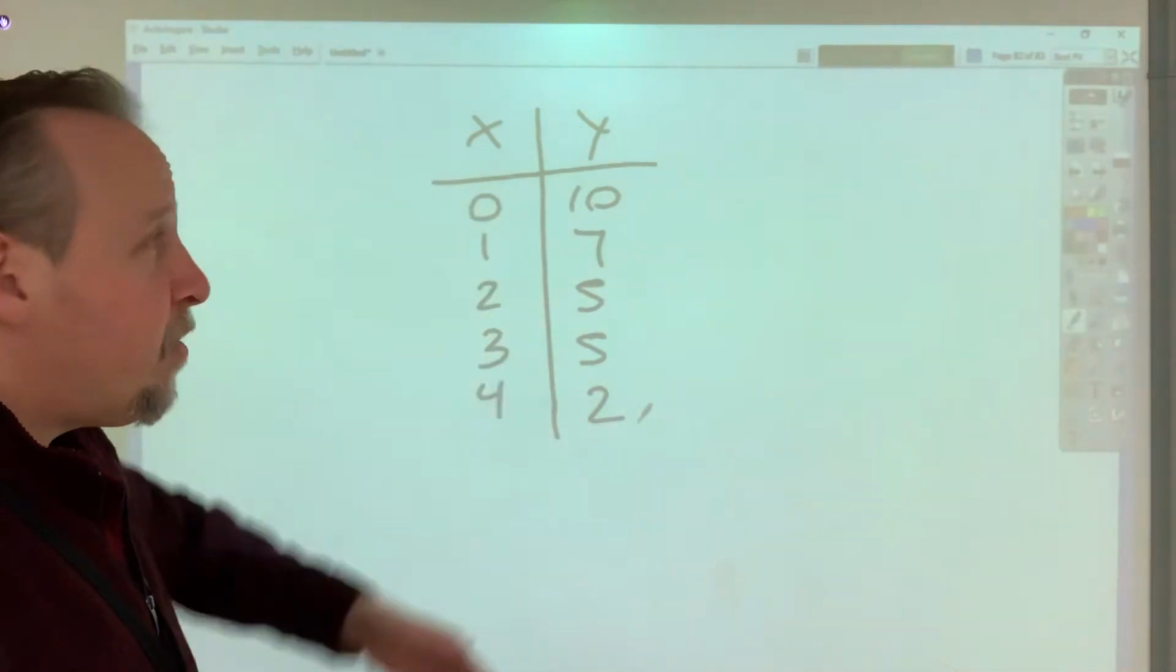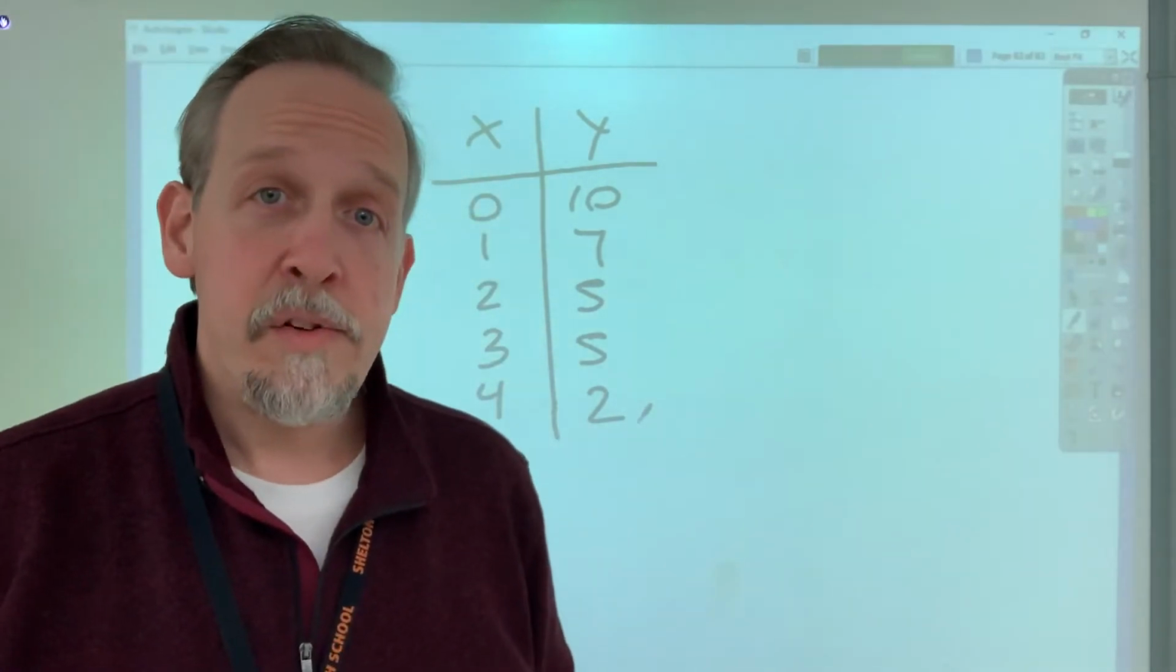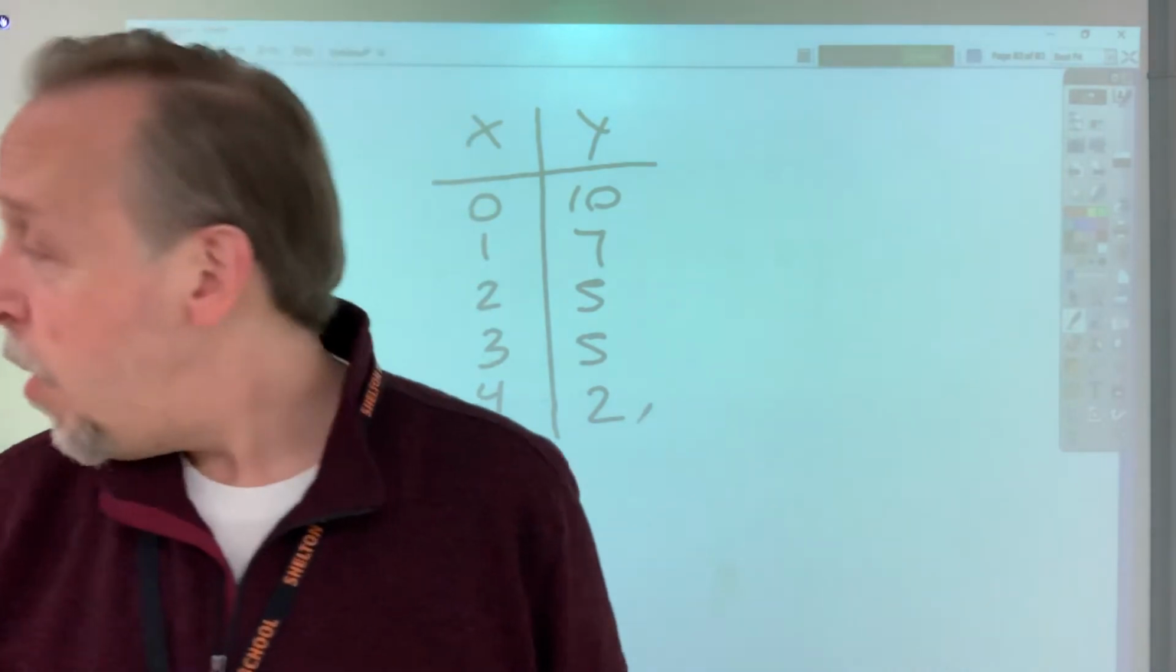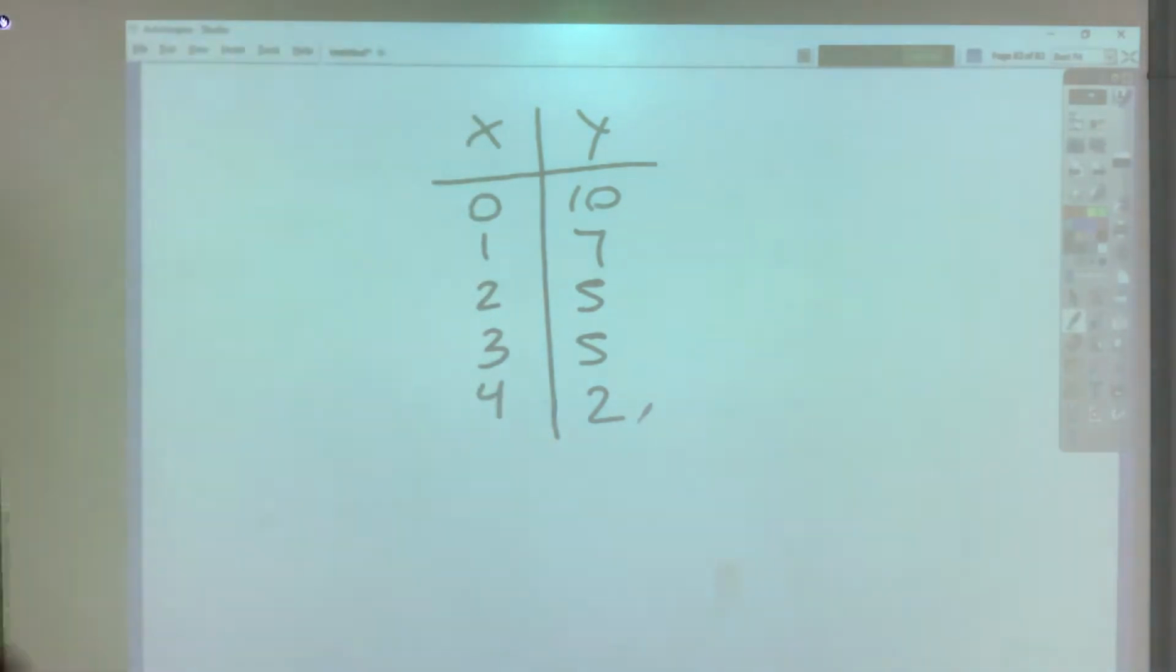So these are 5 coordinates, and what I want you to do is get your graphing calculator and enter in that data. So while you're doing that, I'm gonna go grab mine. Hold on. Where are we gonna enter the data? That's the question. And the answer is our lists.